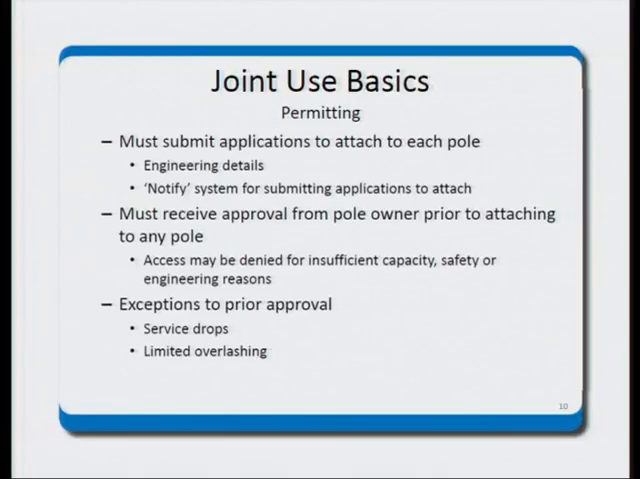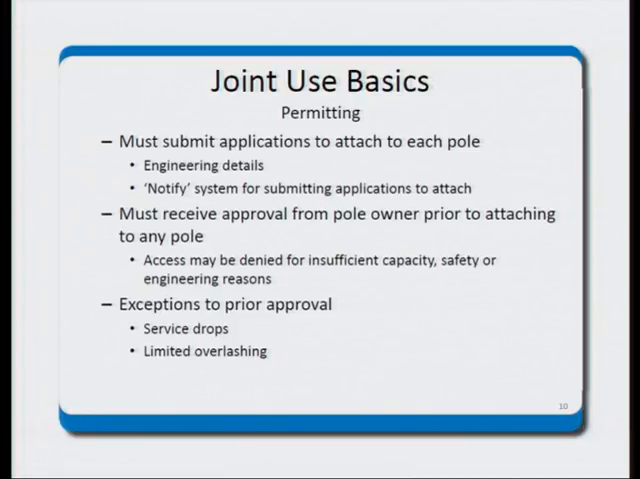Not only must you file an application, you must receive approval from the pole owner prior to attaching to any pole. And there are some cases where access can be denied. Access may be denied for insufficient capacity, safety, or engineering reasons. So what is that? In the case of insufficient capacity, there may not be enough vertical space. There may not be enough strength. The owner can deny access for those reasons. Now, alternatively, the applicant can say, I'm willing to pay to increase the capacity on that pole, and then the owner can give a price, and then decide to do that.